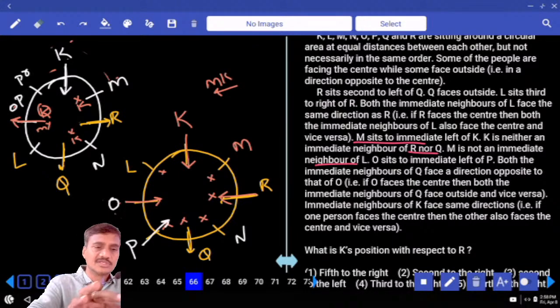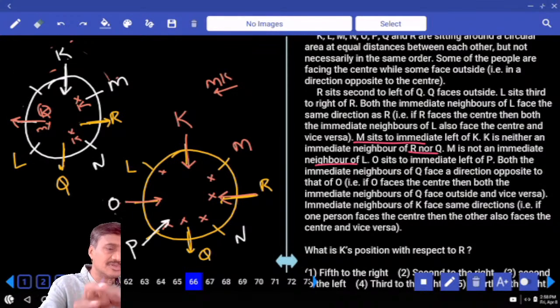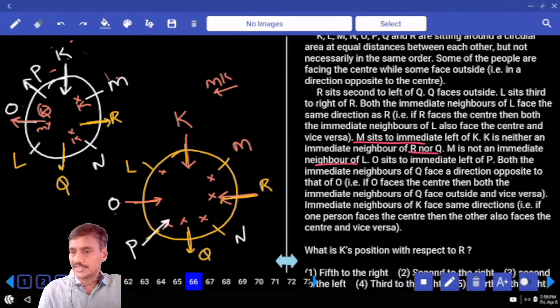And in this case, can we have P at this place? If P is here, O and L must be in the same place, not possible. P cannot be here, O is here. O is here, P is here. As P is here, P must be away from the center. O sits to the immediate left of P. Done with this? Then next one.